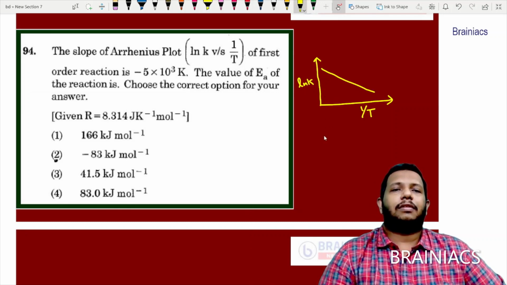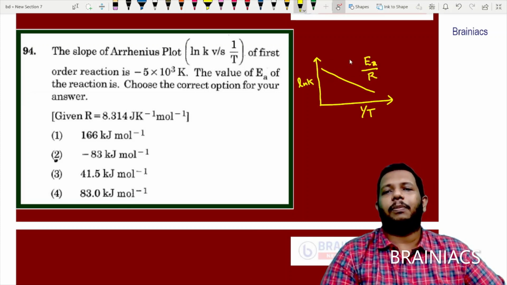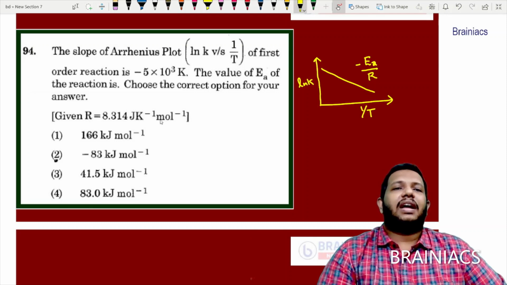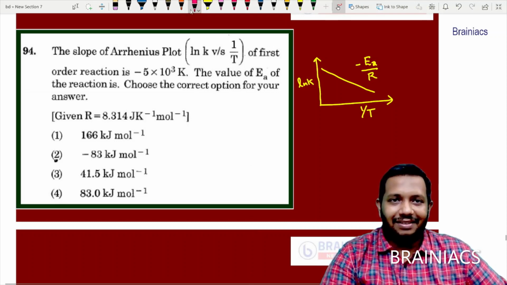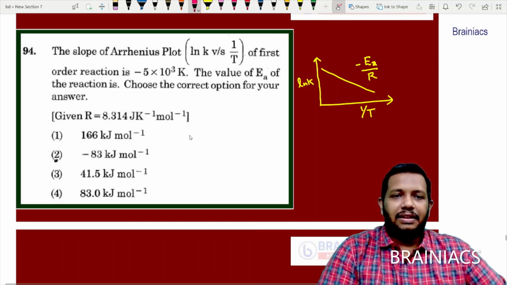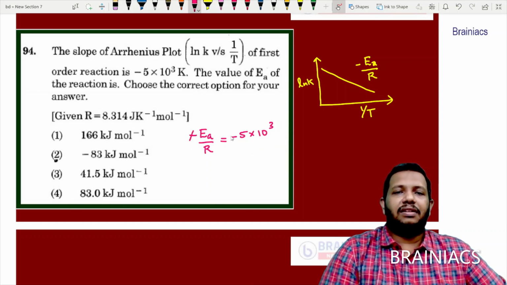So what is this slope value? Are you remembering? That is minus Ea by R. I have taught you this and I asked you to remember the slope, that it will be negative. So they are saying this slope value is minus 5 into 10 power 3. They are asking what is the value of Ea. Very easy question, because we know the slope is minus Ea by R, and that slope value they have given as minus 5 into 10 power 3. So we can cancel the negative signs, and they are asking you to calculate Ea.